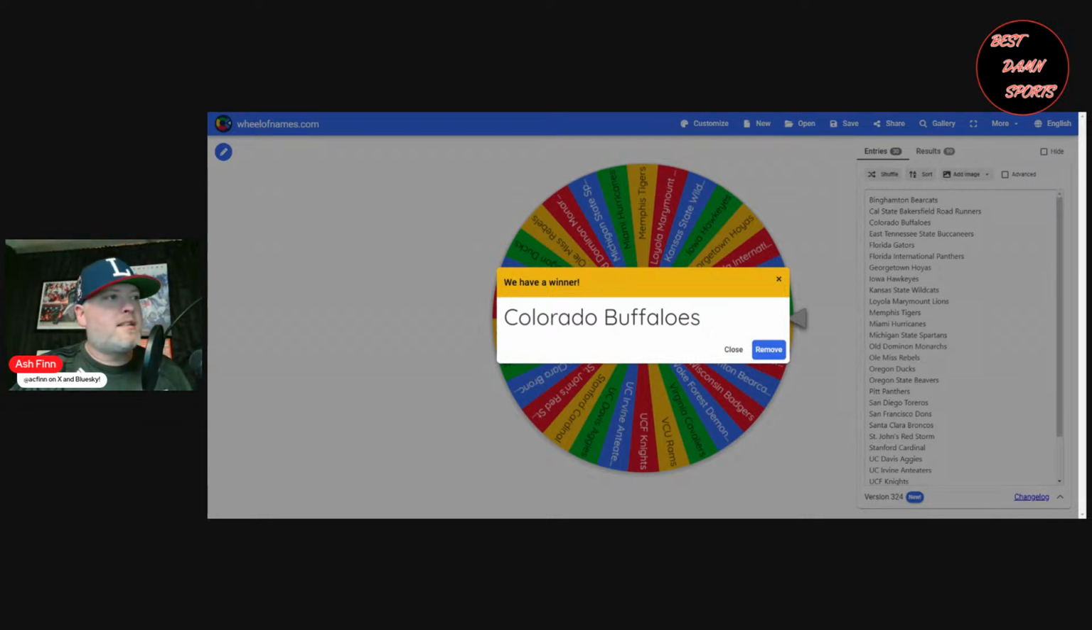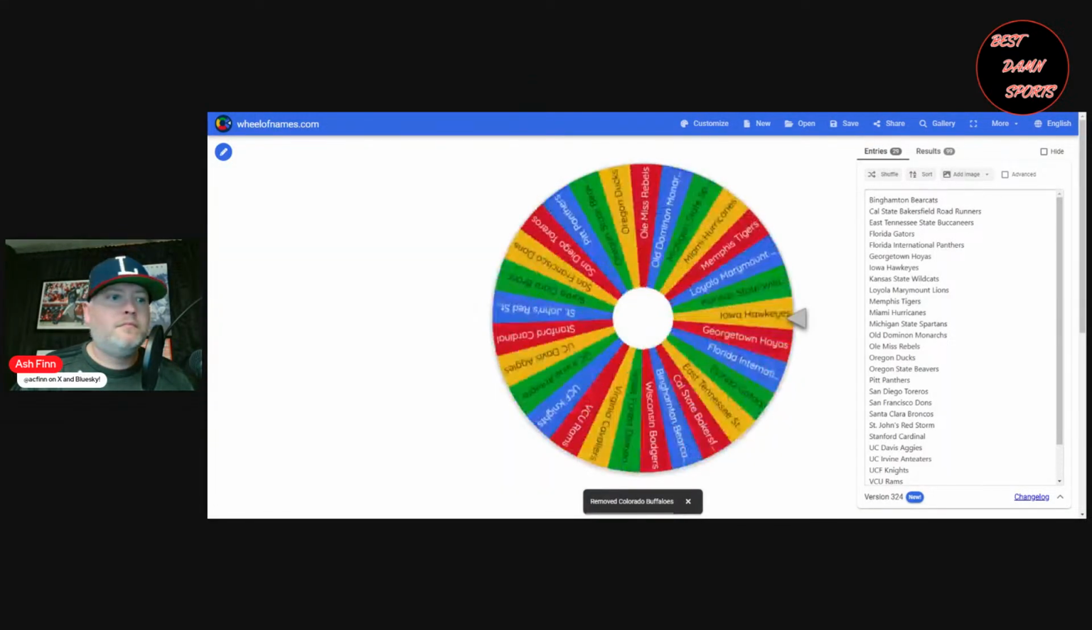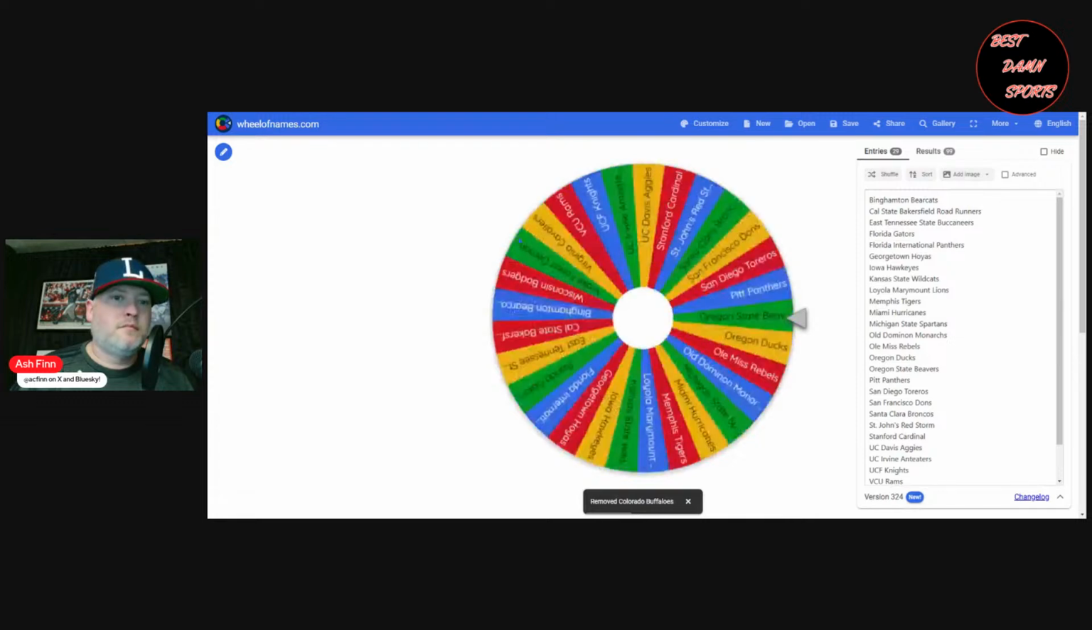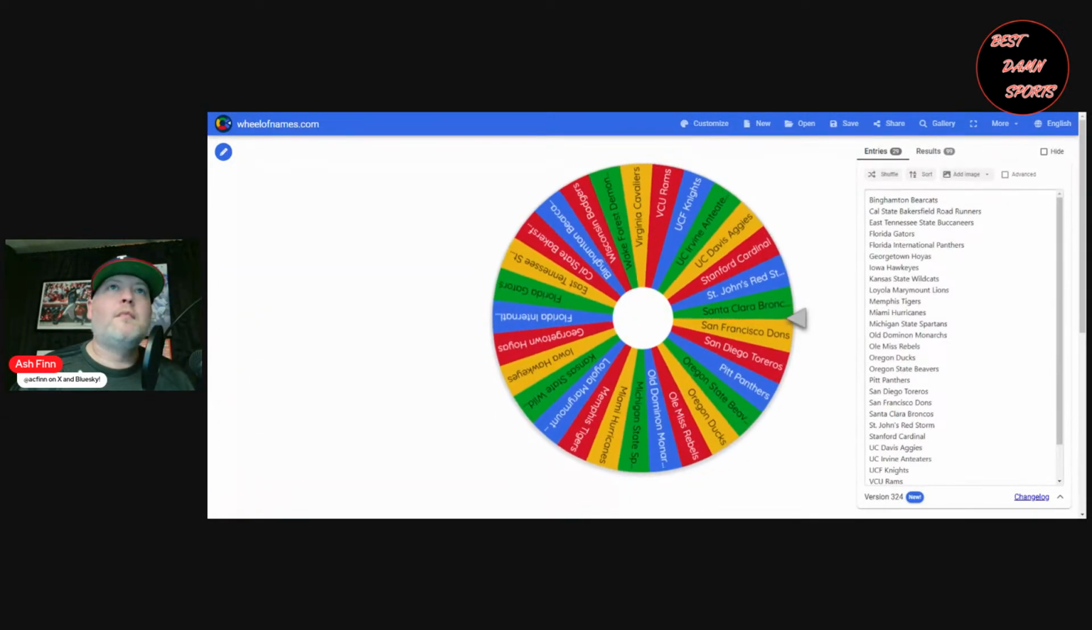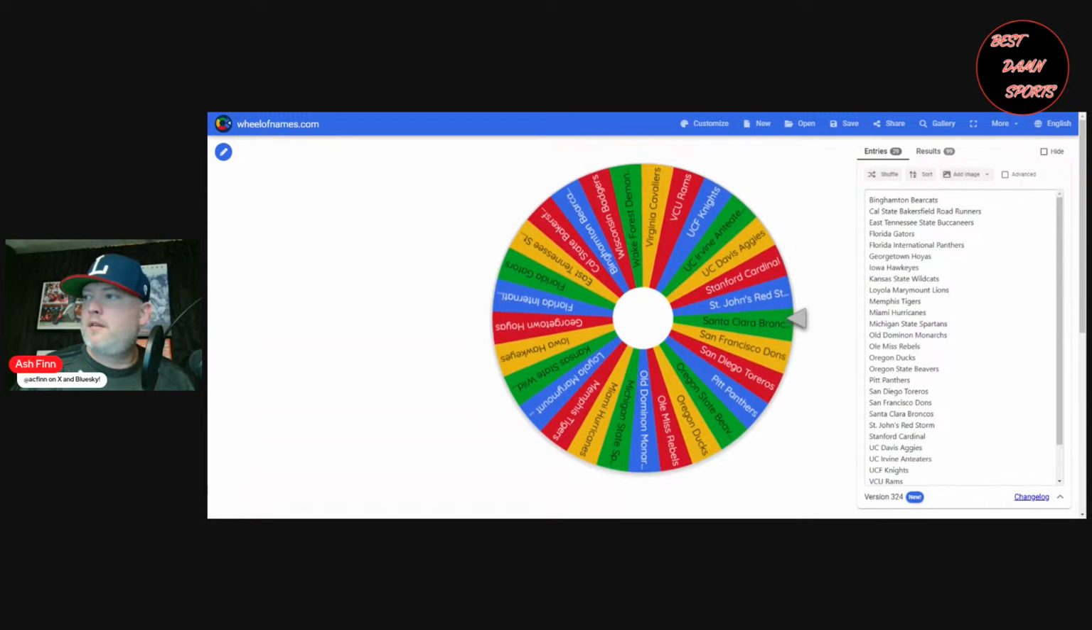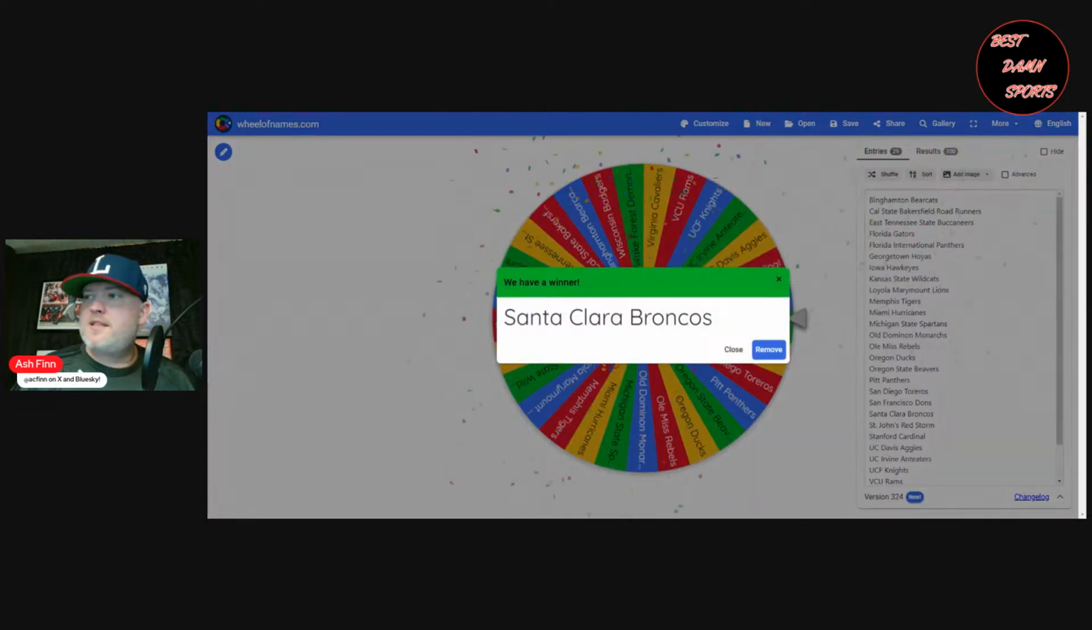So Cat Fox, one of our longtime server members in multiple leagues now through the server, will be drafting in the number 4 spot. The Santa Clara Broncos, another West Coast Conference team, and alma mater of Jason Kidd.